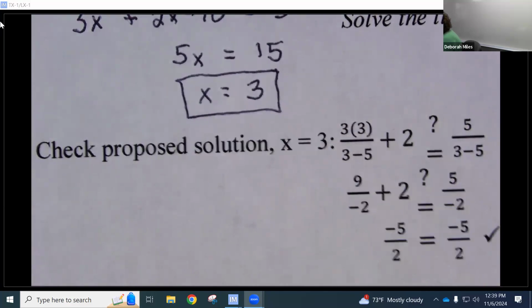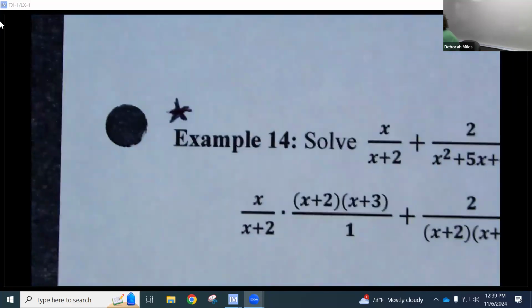All right. I'm gonna be real honest with you and tell you that example 14 is almost identical to the last problem on the test. It's just a little bit harder than example 13. Steps are the same, it's just uglier.